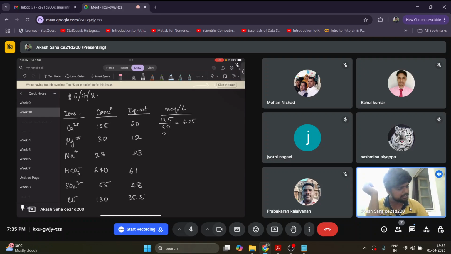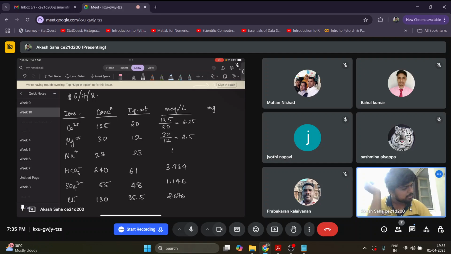Again, whatever concentration is given divided by the equivalent weight, you'll get 2.5. Like that we will do for everything. I'm just writing the answers. Okay, this table is very important.